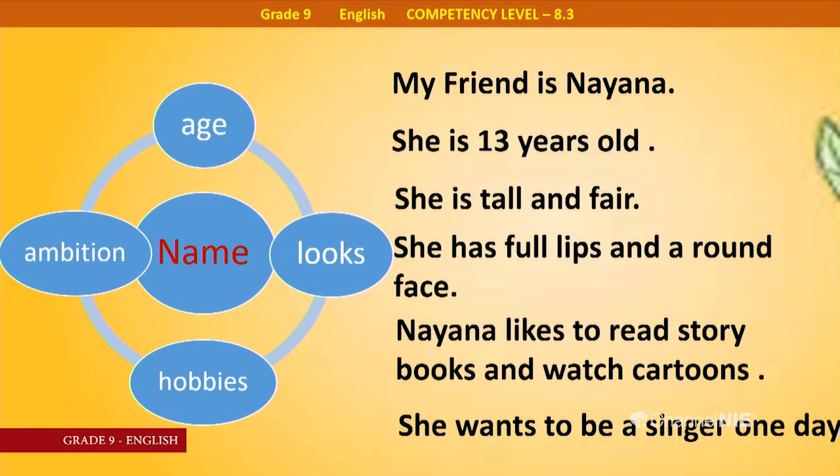Shall we have a look at what we have written about Nayana again? My friend is Nayana. She is 13 years old. She is tall and fair. She has full lips and a round face. Nayana likes to read storybooks and watch cartoons. She wants to be a singer one day. So, I hope that you can write about your friend like this. Okay.